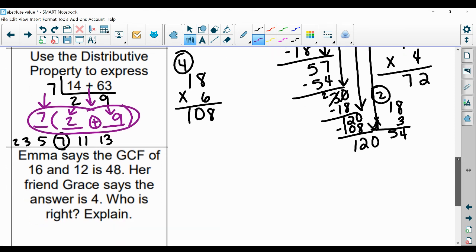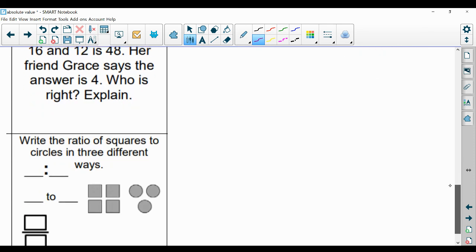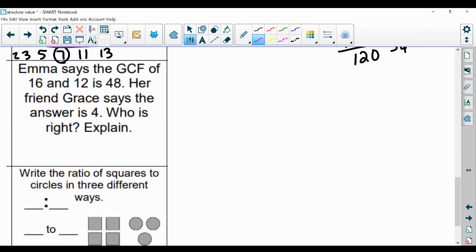The last problem we have, there's 2 more problems I'm going to skip. Emma says that the GCF of 16 and 24 is 48. Her friend Grace says the answer is 4. Who is right? All you have to do is put 16 and 24 on the slide, and slide it and see what you get as your GCF there.